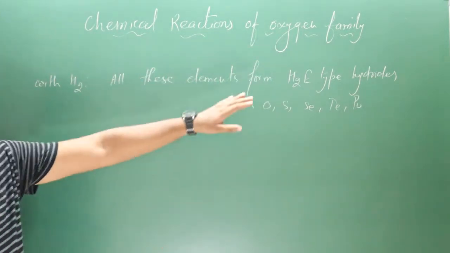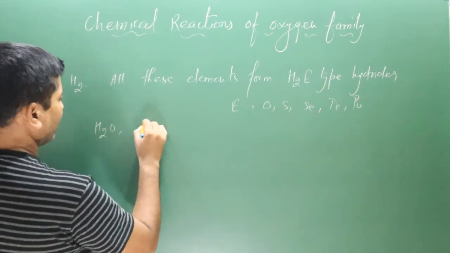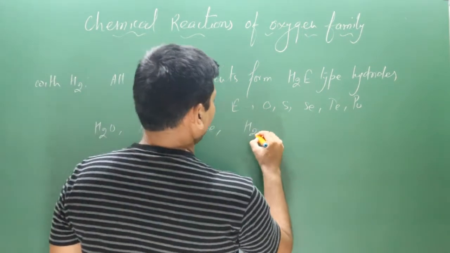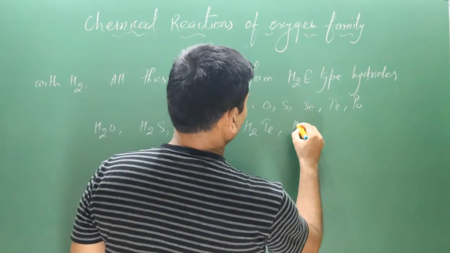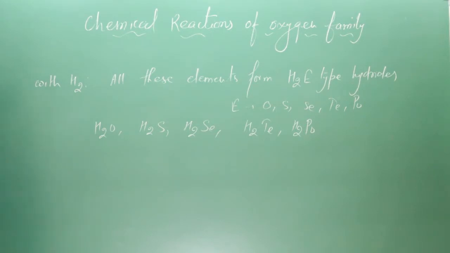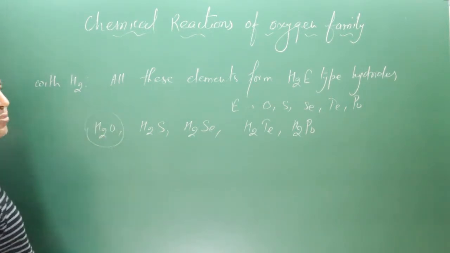Okay, in this format we can write the hydrides of these elements. We have H2O, H2S, H2Se, H2Te and H2Po. Now we talk about the preparation of these hydrides. We have the hydride of oxygen, that is the water molecule.